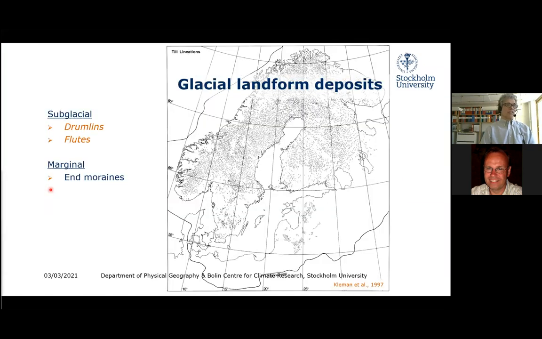And here you see an example of a publication by Clermann and others from 1997, where they made an inventory of all these lineations throughout the Fennoscandian Peninsula. From this distance it looks very difficult, but they're all basically small lineation marks, and they tell you about the complexity in the landscape. We'll get to that in a short while.